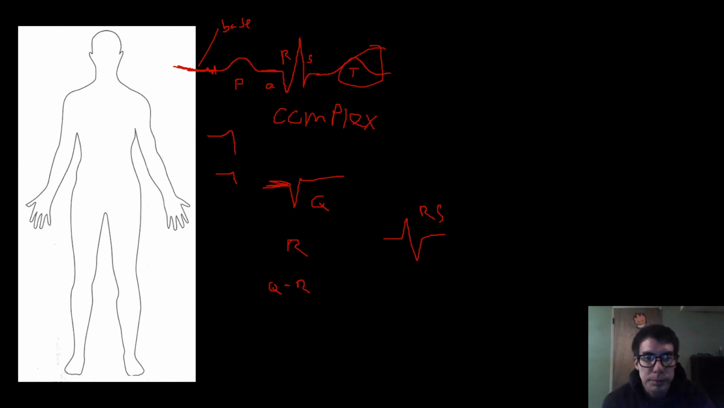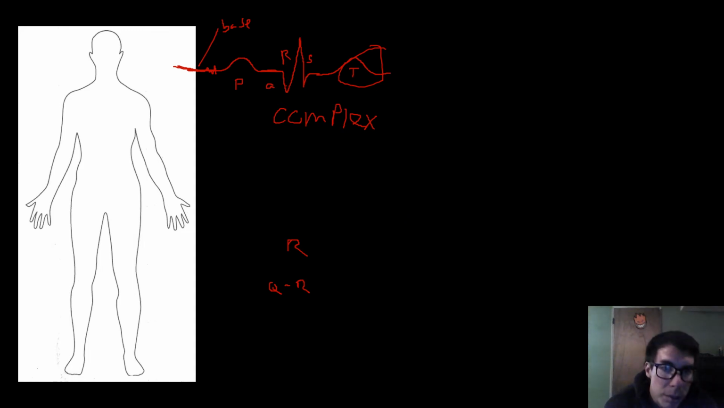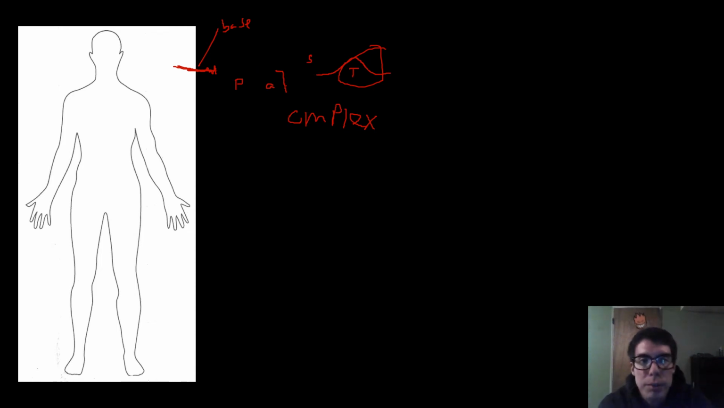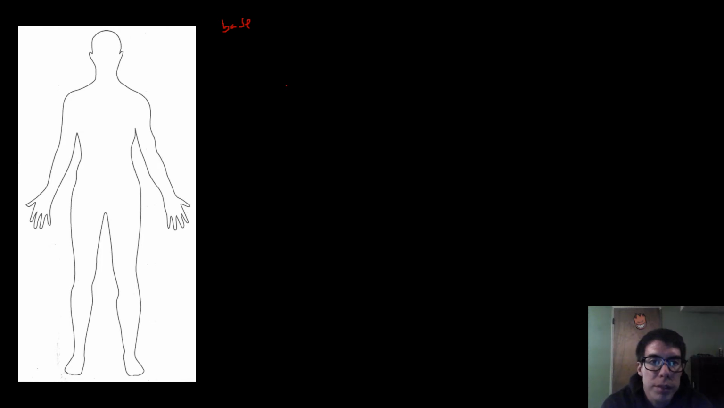So now going back to our rhythm up here, or our cardiac cycle, actually I'm just going to draw a new one. So for intervals, we have criteria for our normal intervals.